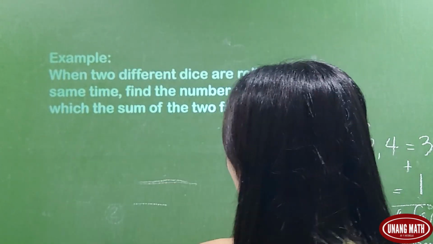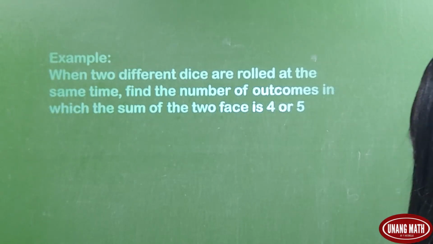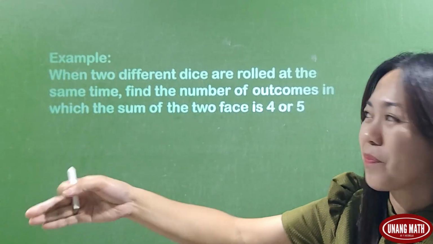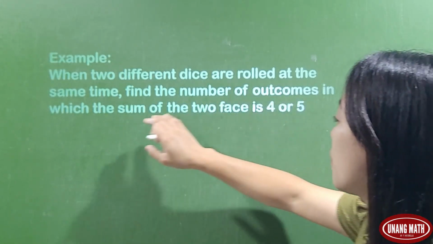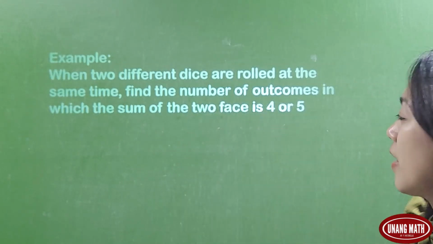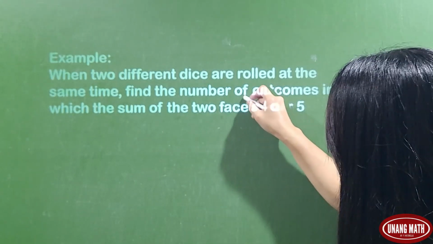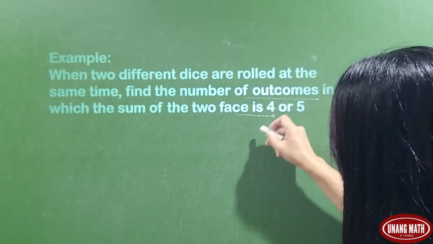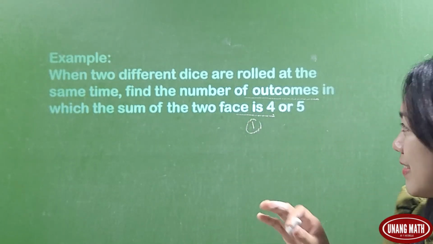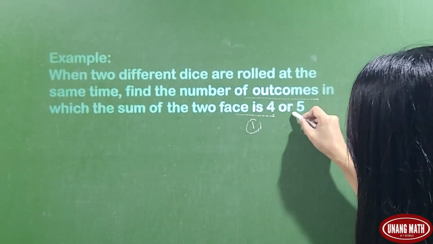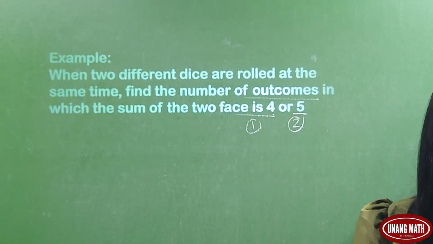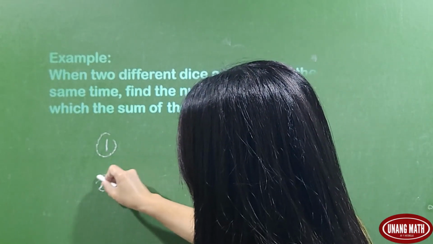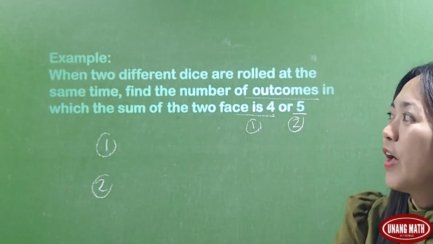Okay, let's have another example. According to this one, when two different dice are rolled at the same time, find the number of outcomes in which the sum of the two faces is 4 or 5. So we have again this word outcomes. Sum of the two faces is 4, this is our first event. Second event would be sum of the two faces is 5.